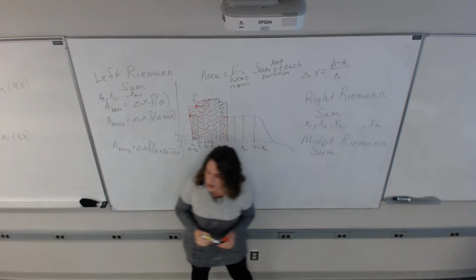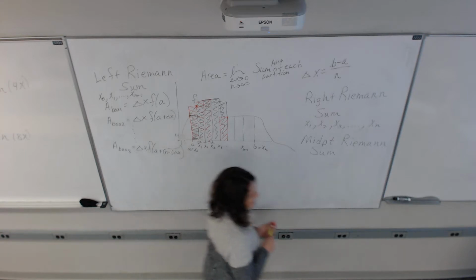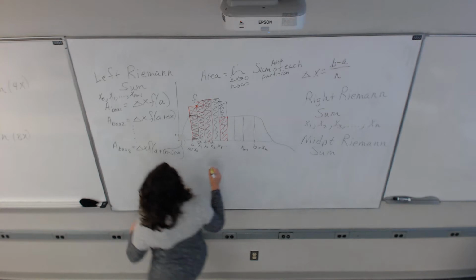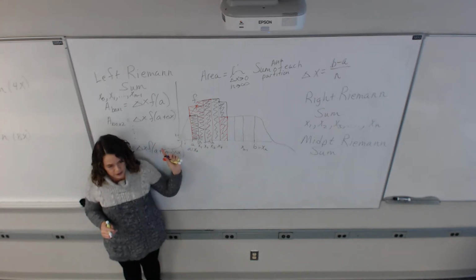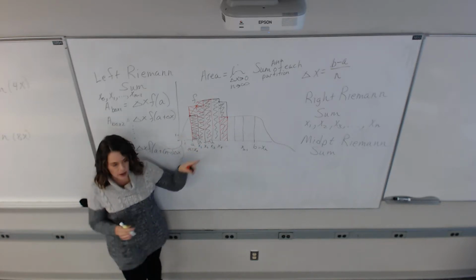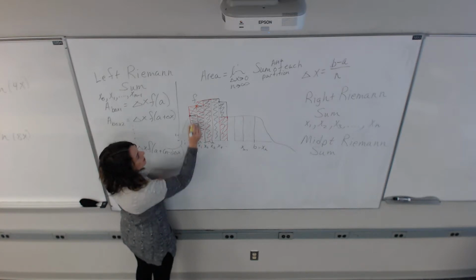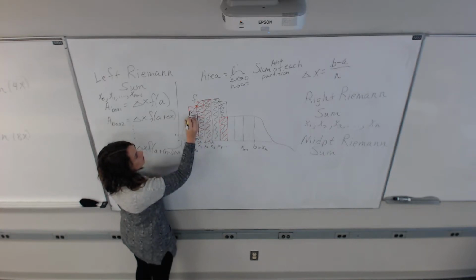Okay, so then we have the midpoint Riemann sum. So what does the midpoint Riemann sum do? The left and the right Riemann sums are either overestimations or underestimations. So maybe if instead of picking the sides of the box, I pick the midpoint of the box, right in the middle, and I take that f value, I'll be a little over on one side and a little under on the other side.